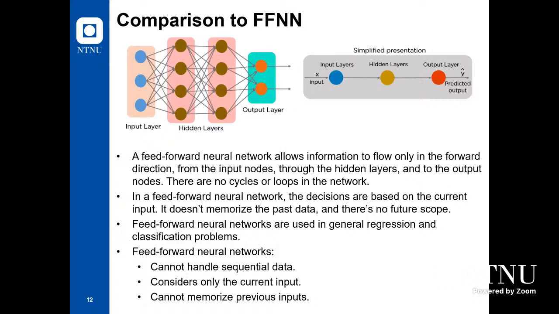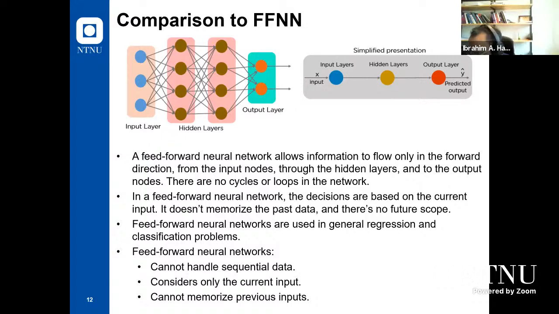So this is a comparison to the feed-forward neural network. This is a simplified representation of feed-forward. We have some input layers, some hidden layers, some output layers. I just try to show you that it looks like recurrent. There is no big difference.